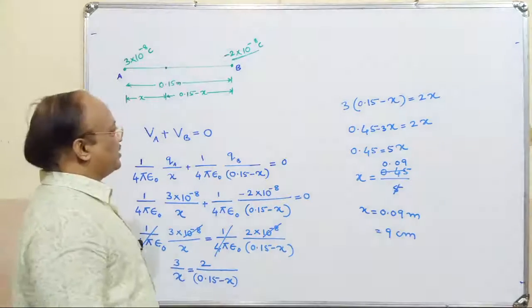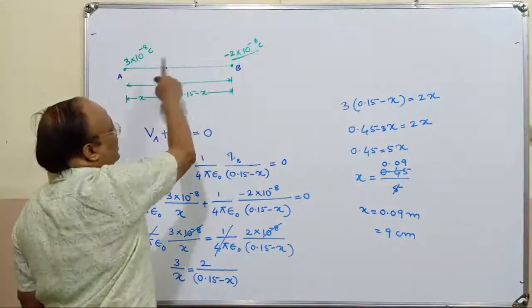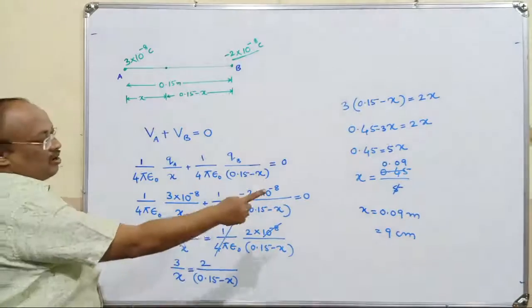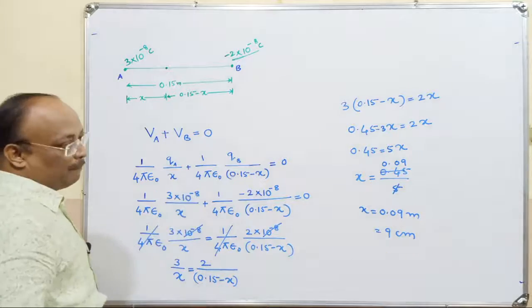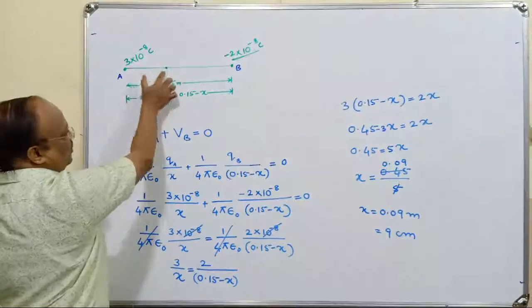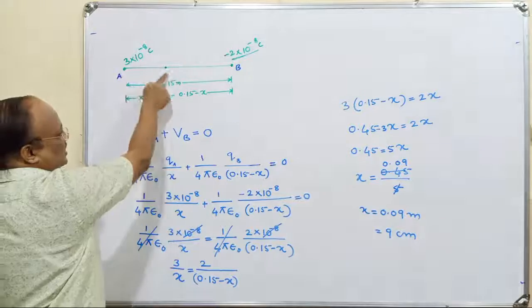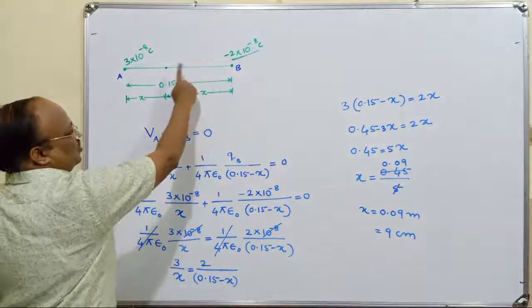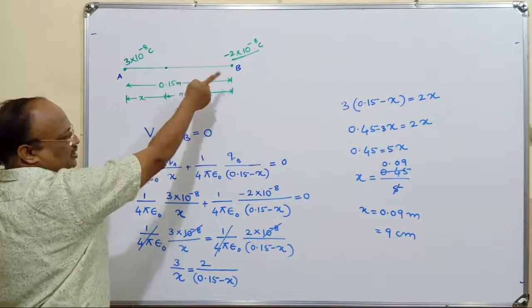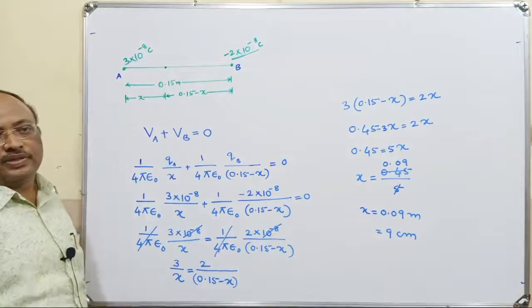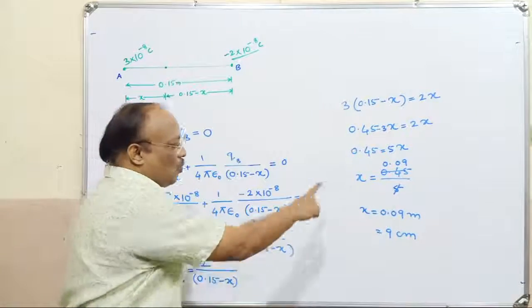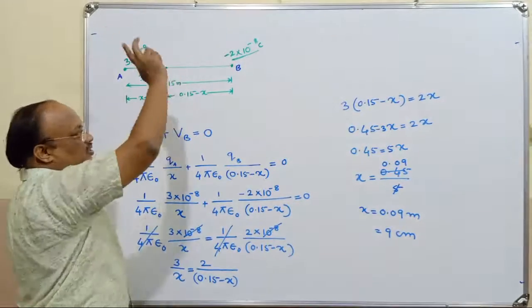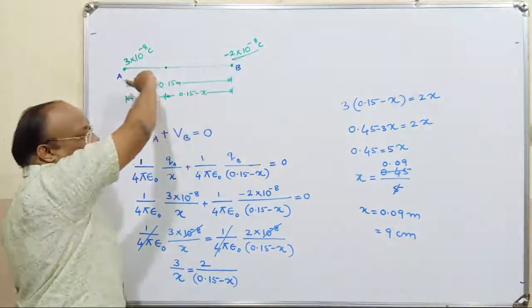So this is one point which lies in between these two charges, which we got as 0.09 meter or 9 centimeter from this. It lies at a distance of 9 centimeter from this, and it will be 6 centimeter from this. So we have found one point where the potential is 0 because of these two charges.